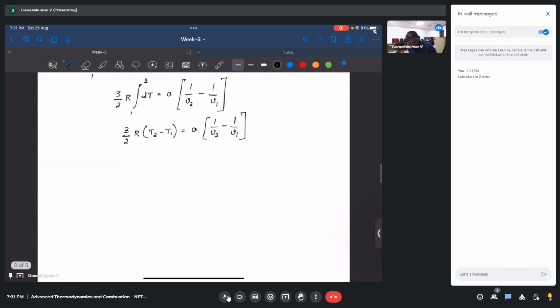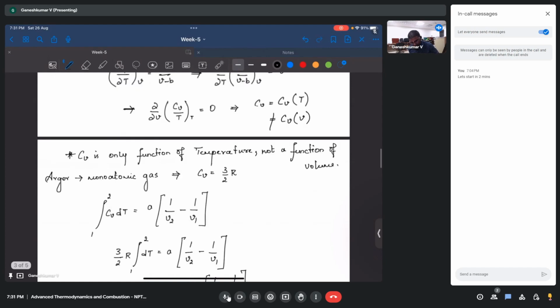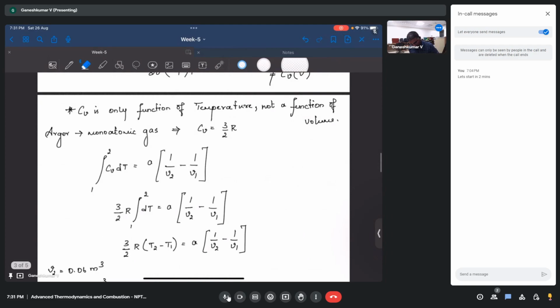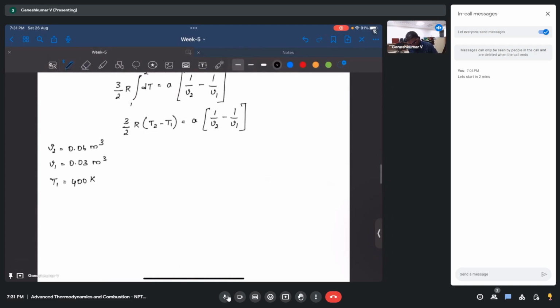So we know a lot of things, right? We know V2. V2 is going to be 0.06 meter cube, and V1 is going to be 0.03 meter cube. This is also known, and T1 is also given, which is 400 Kelvin. Now we also need to find the specific volumes, so it should be meter cube per kilomole.